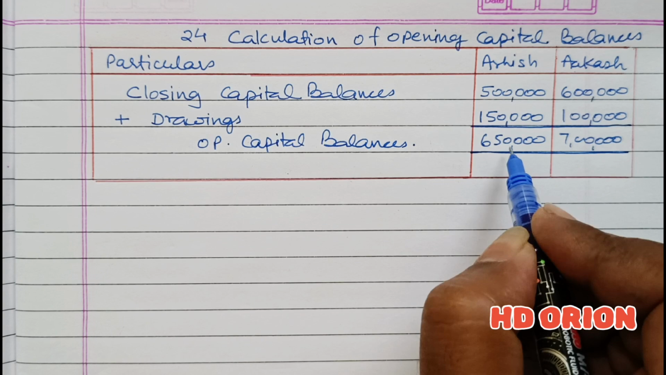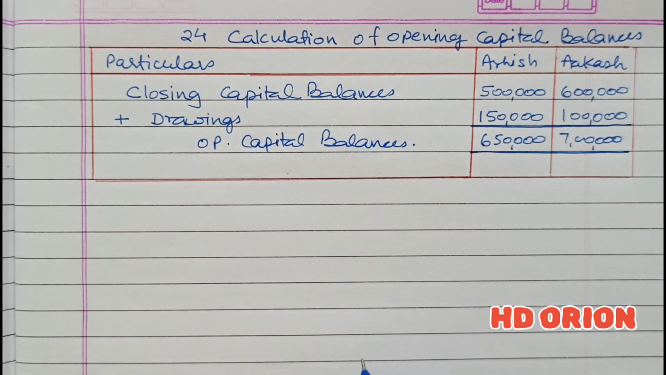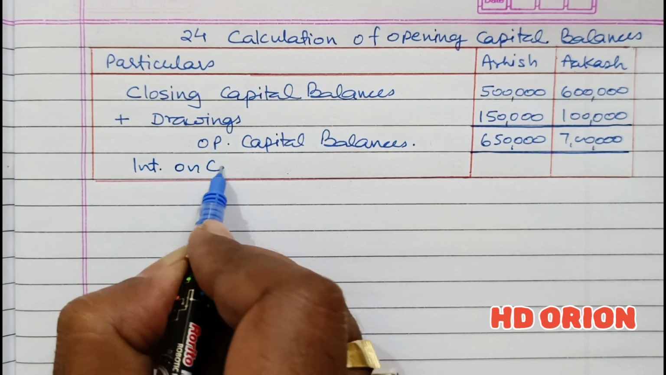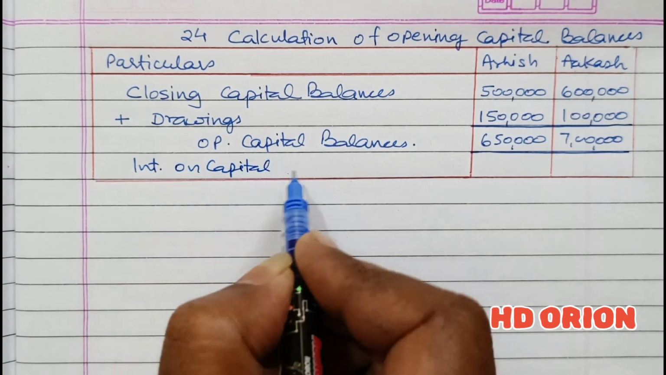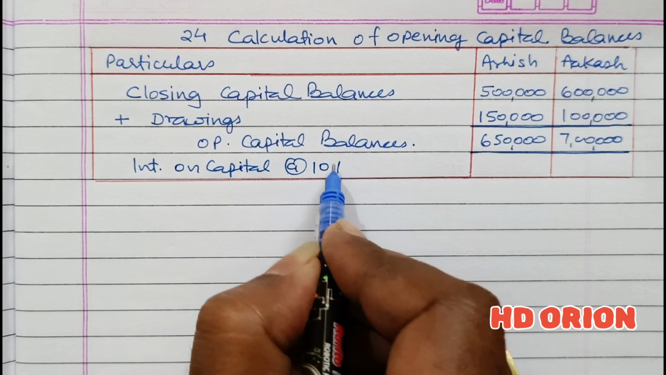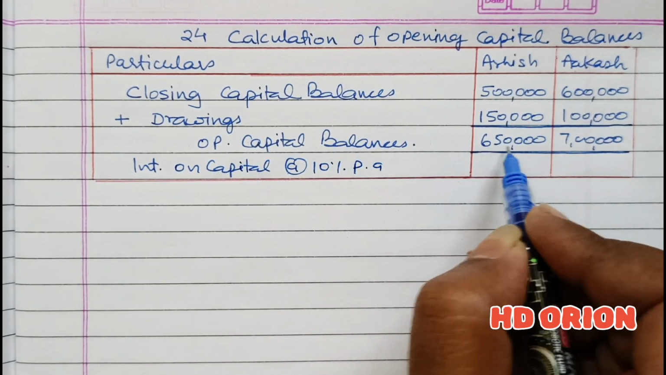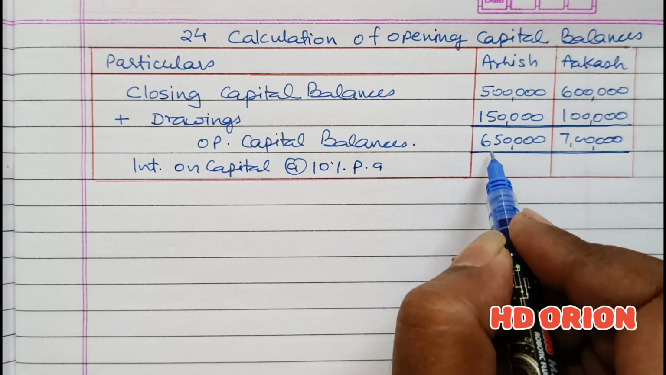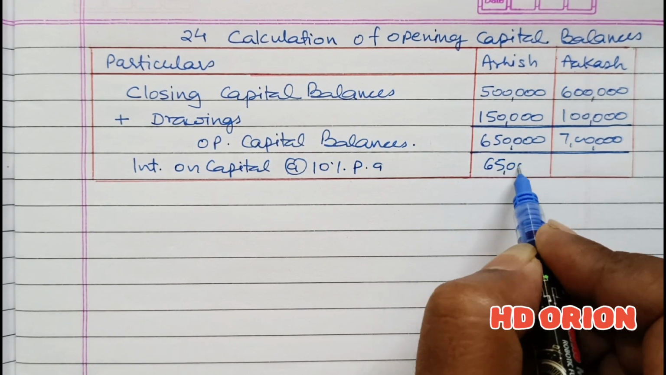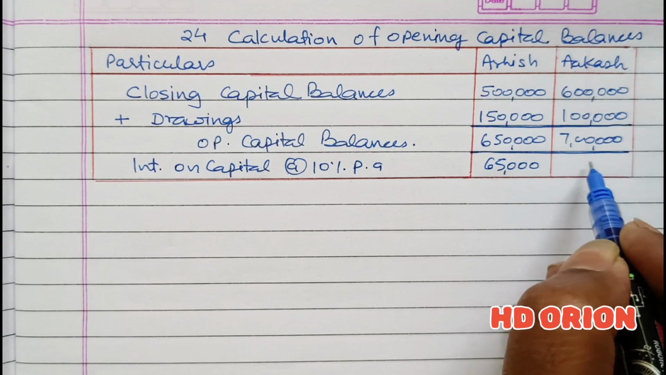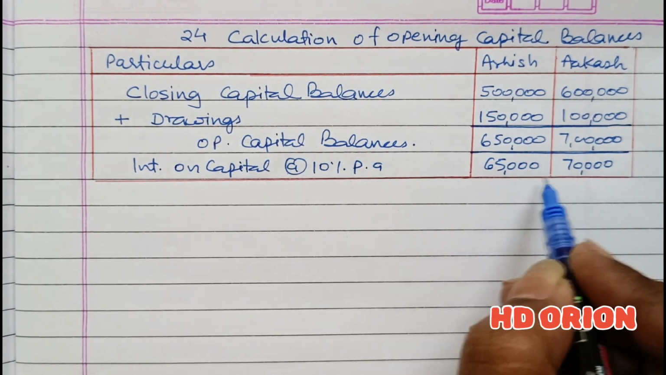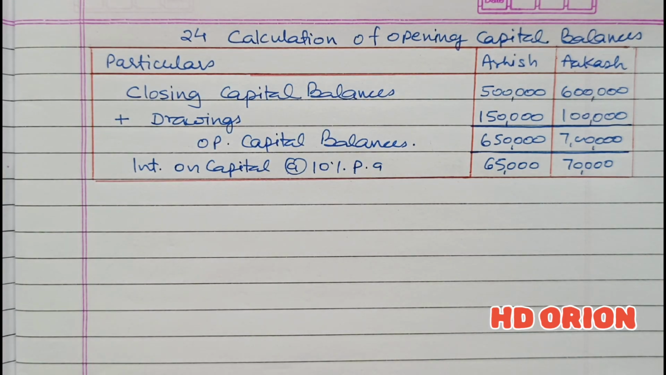Now on this amount we have to calculate interest on capital. So let us calculate here itself interest on capital at the rate of 10% per annum. Now 10% of it is how much? Just eliminate the last digit here. So it is 65,000 for the first partner, and eliminate the last digit here. It is 70,000 for the second partner. So these are the amounts with which we have to pass the journal entry.